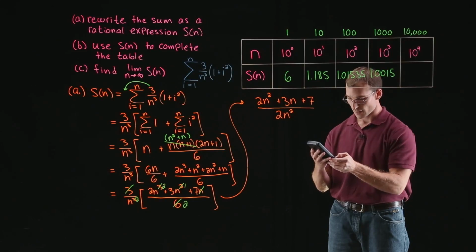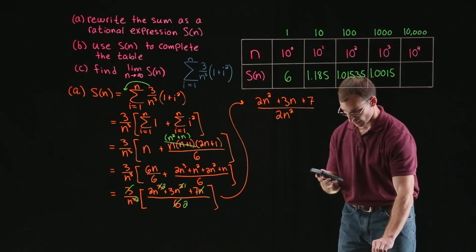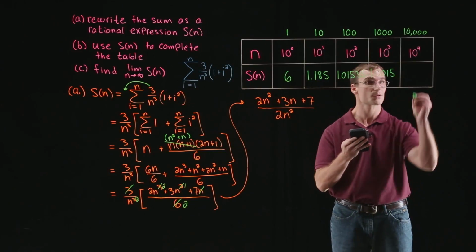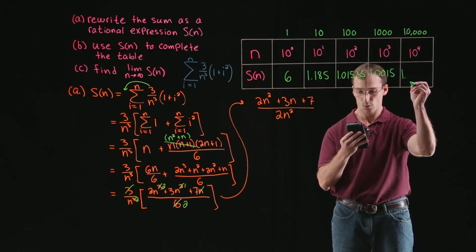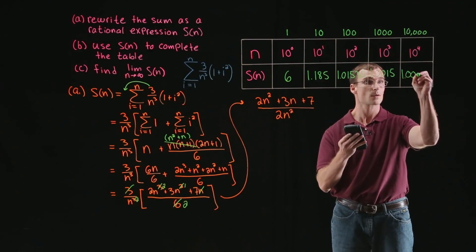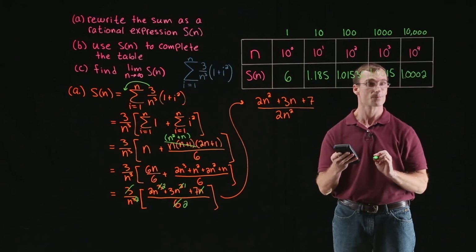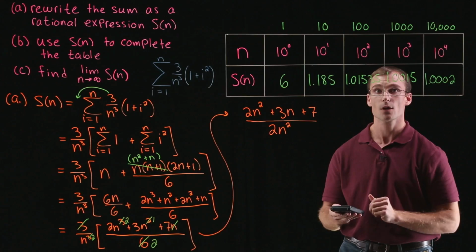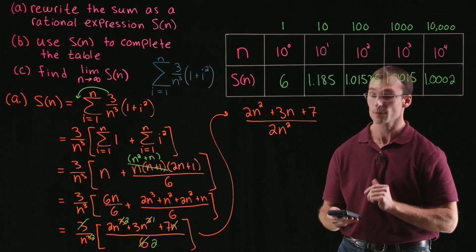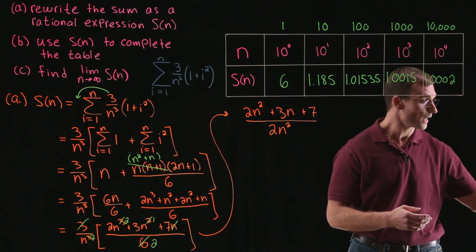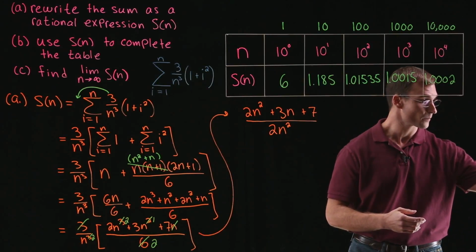And lastly, for 10 to the fourth, or 10,000, we'll have 2 times 10,000 squared plus 3 times 10,000 plus 7, all divided by 2 times 10,000 squared. And that'll give us something approximately equal to, say, 1.0002. Okay, so that completes part B. And there's actually kind of a segue here.